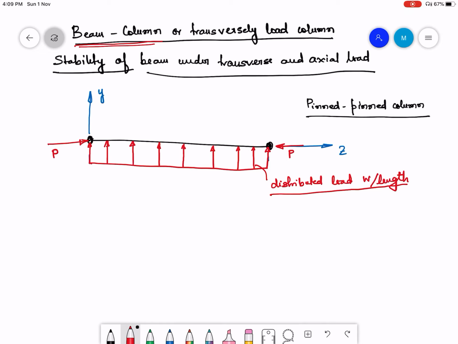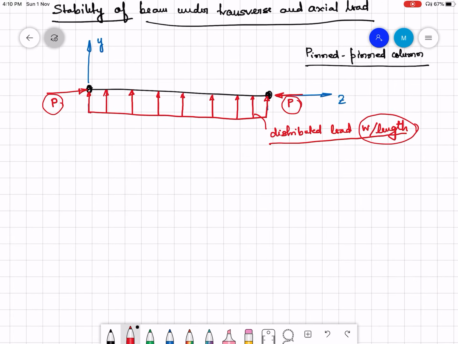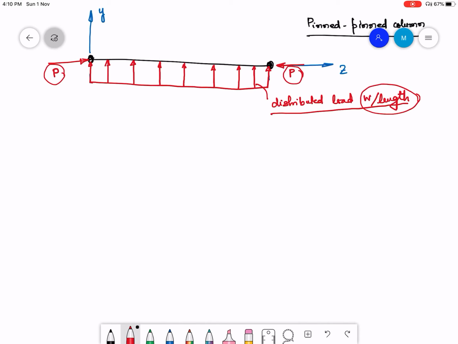The structure is experiencing both a transverse load like a beam, that is W in this case, as well as an axial compressive force P like that of a column. These are very commonly called beam column problems, or sometimes transversely loaded columns. So what we are going to do today is study the stability of a beam under such combined transverse and axial load. Let me draw the free body diagram of this structure.